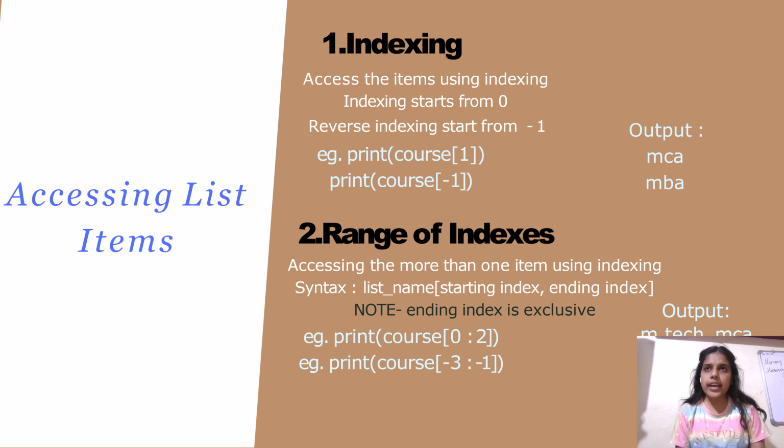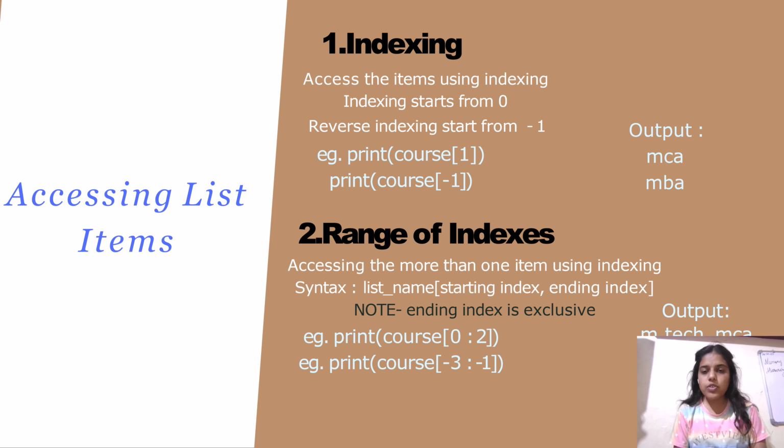And the negative indexing starts from the last element of the list, which starts from -1, not from zero. Range of indexing is accessing more than one item using indexing. Syntax is the same as the starting index and the ending index. But the important point is that the ending index is exclusive. You do not include the ending index in your output.